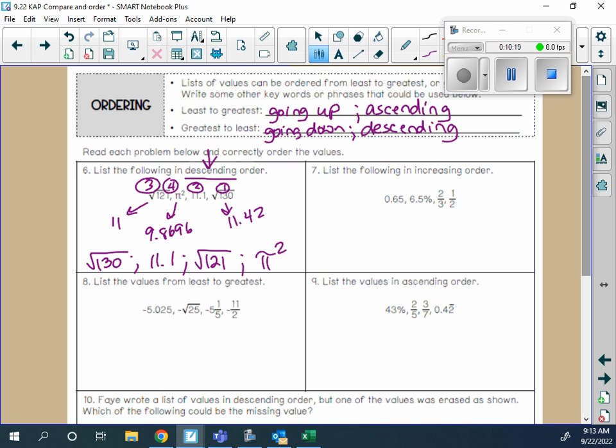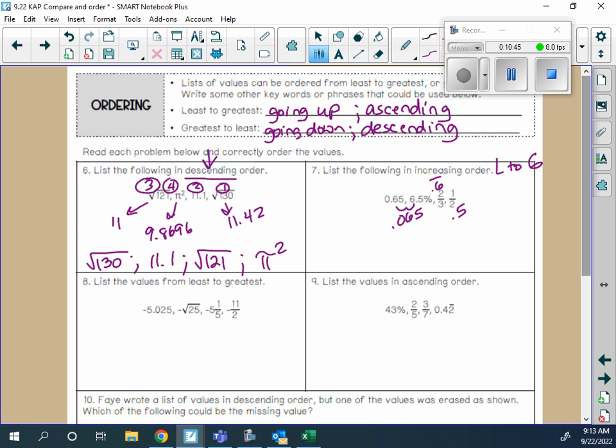List the following in increasing order. So what does that mean? Yeah, least to greatest, okay? So 0.65 is already there. What about 6.5%? 0.065. Be careful with that decimal twice. Okay, 2/3 would be what? 0.6 repeating, and 1/2 is 0.5. You see what I mean?